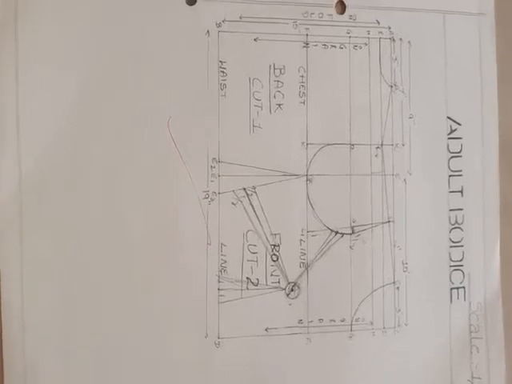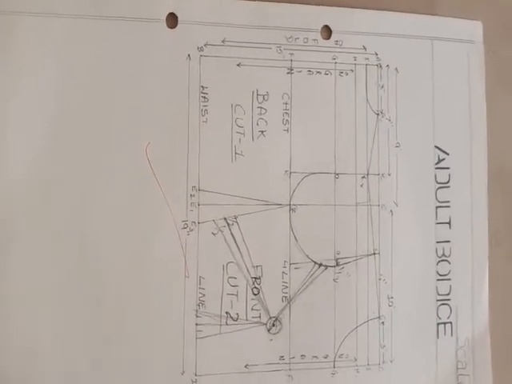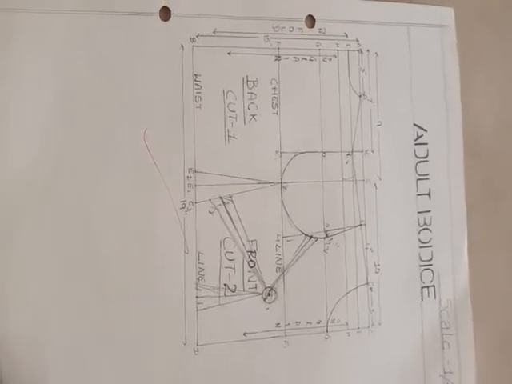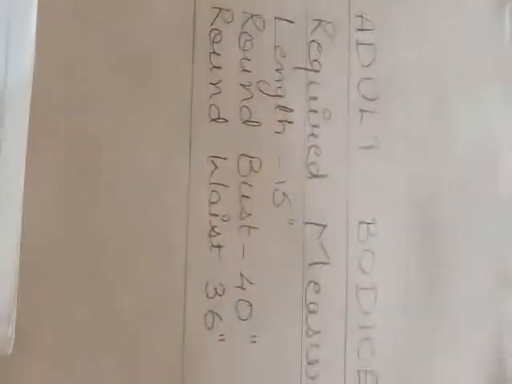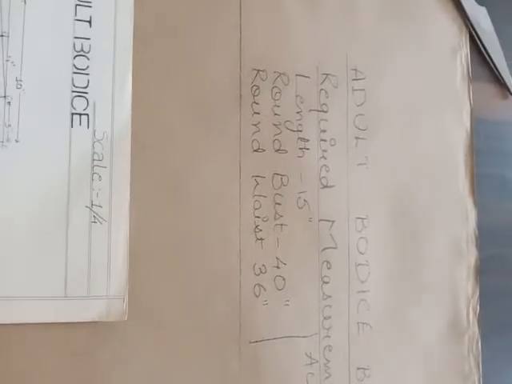Hello friends, today we are going to learn how to make an adult bodice block. We'll make the bodice block step by step. The required measurements for making the bodice block are: length 15 inches, round bust 40 inches, round waist 36 inches, and across shoulder 15 inches.